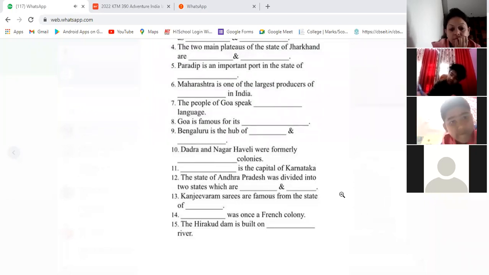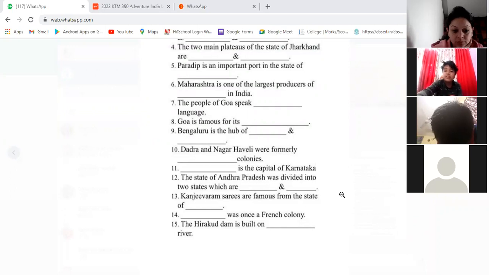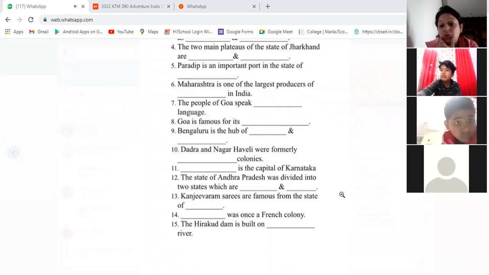No space. Can I continue on the white page? Okay, beta, your copy is finished? Yes, ma'am. Okay, do it there. Ma'am, we will write Puducherry or Pondicherry. What will you write? Ma'am, we will write Puducherry. Puducherry.